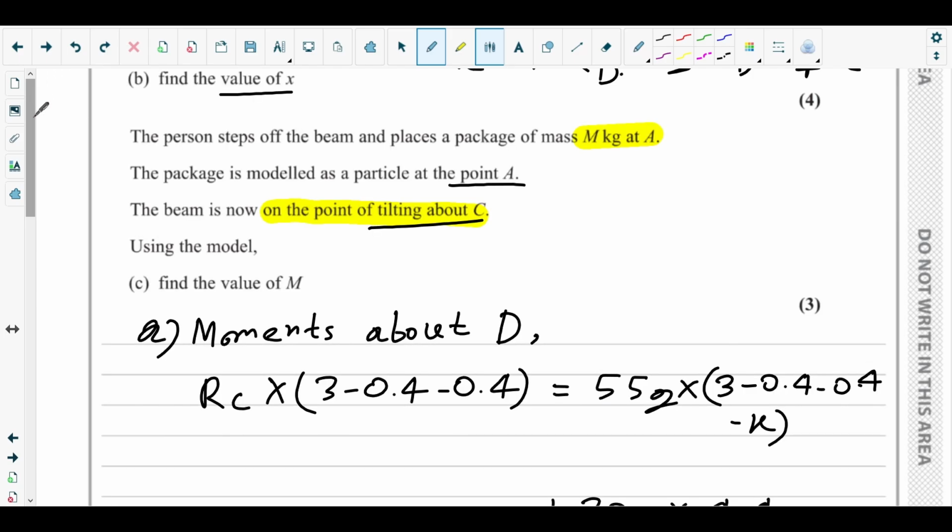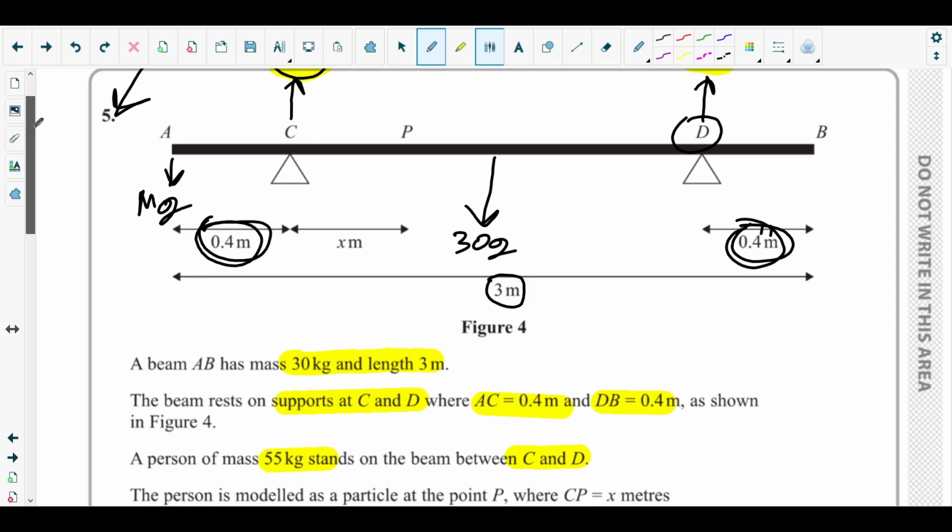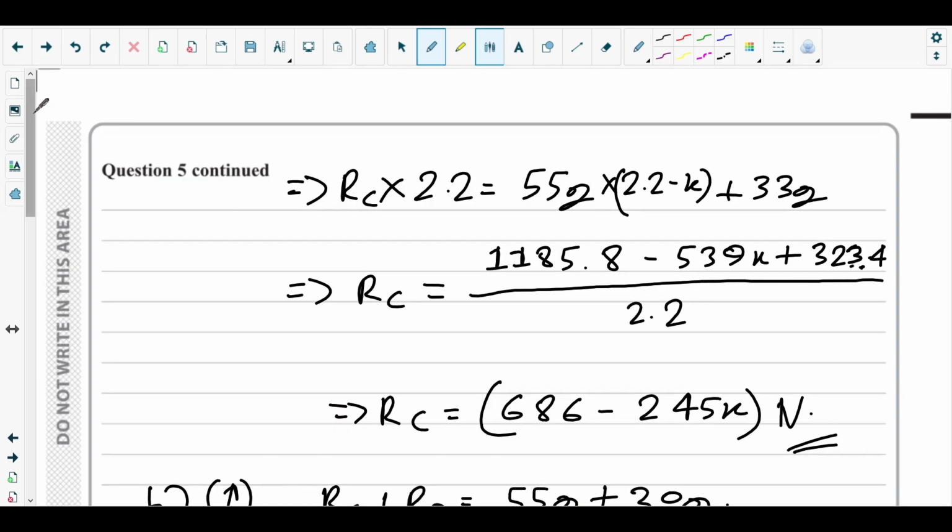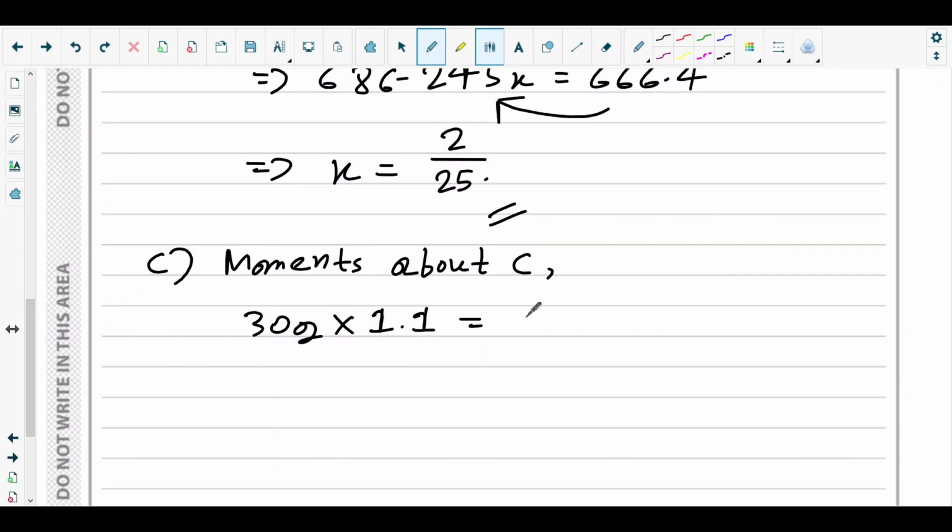So what's the anti-clockwise moment? This is nothing but the particle, that is m. So mg times 0.4, as its perpendicular distance is 0.4. Now we need the value for m. So m would be 1.1 times 30, g cancels out from both sides, so this is 33 over 0.4. So this is basically 82.5. The value for m is 82.5.